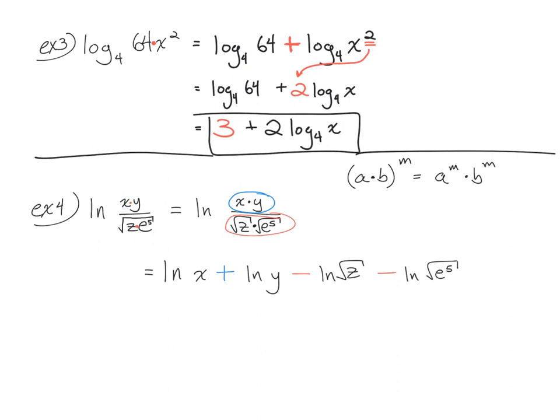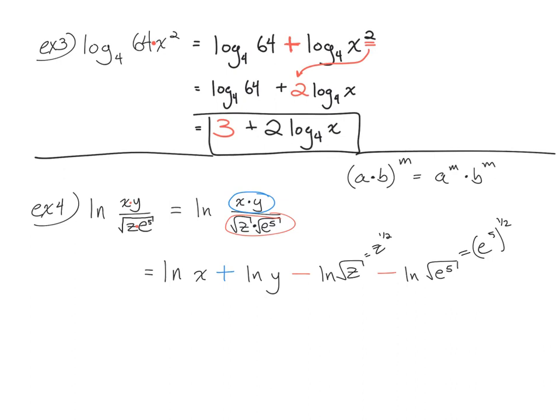Now, maybe you've been watching my videos, you've probably heard me say in the past, half power is square root. Square root is a half power. So in addition to there not being any exponents, we also can't have any roots, because z to square root of z is the same thing as z to the 1/2 power. E to the square root of e to the 5th is the same thing as e to the 5th to the 1/2 power.